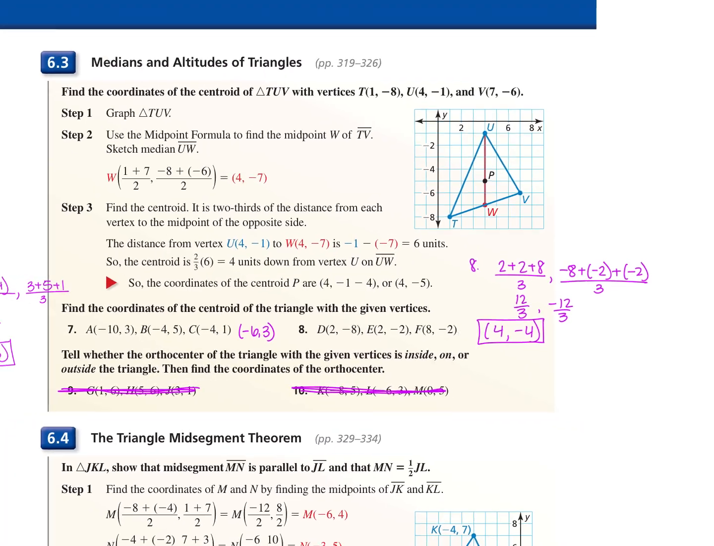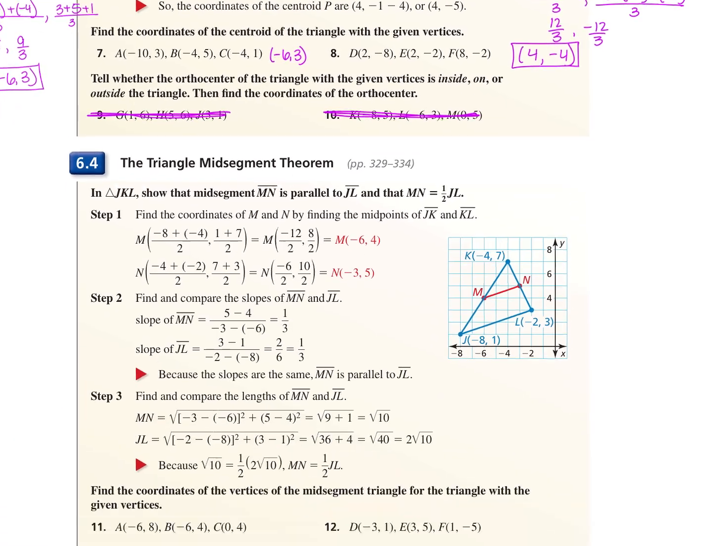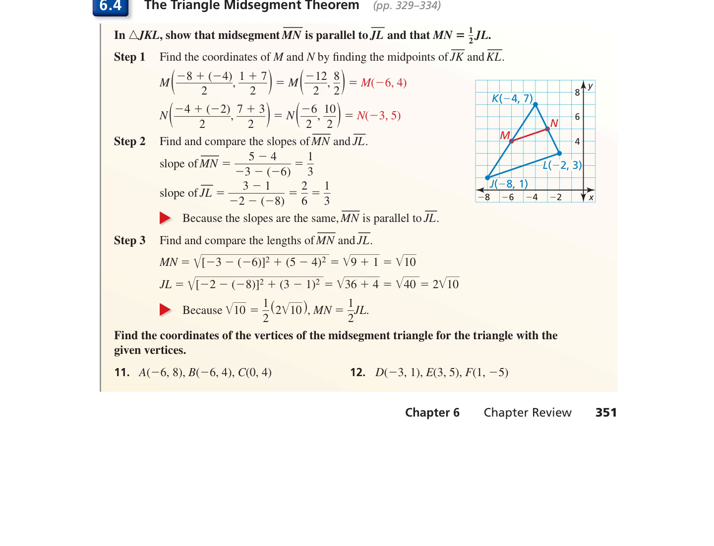Questions on 7 and 8. All right, 11 and 12.